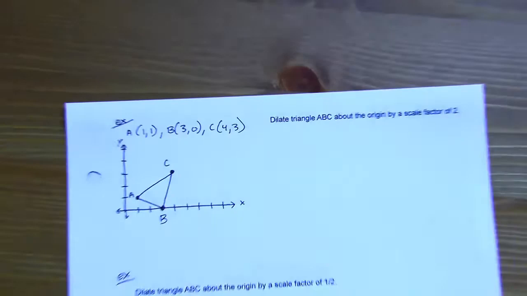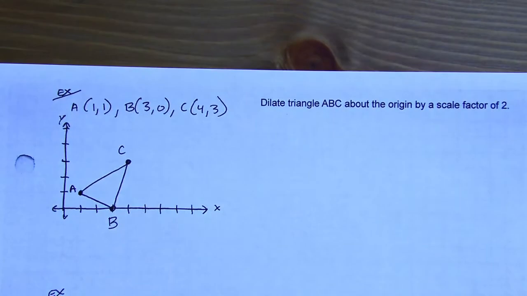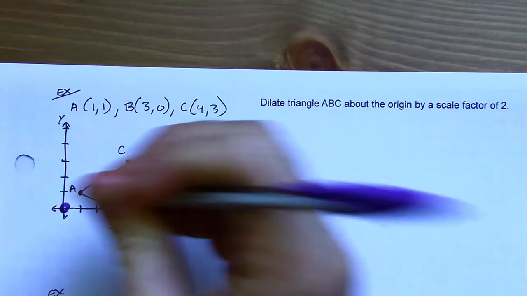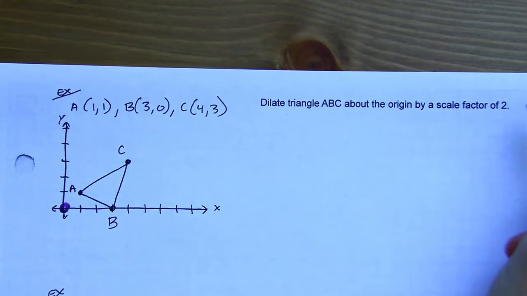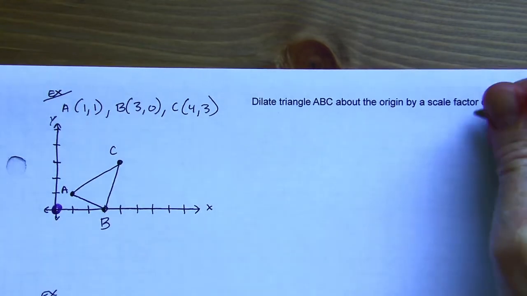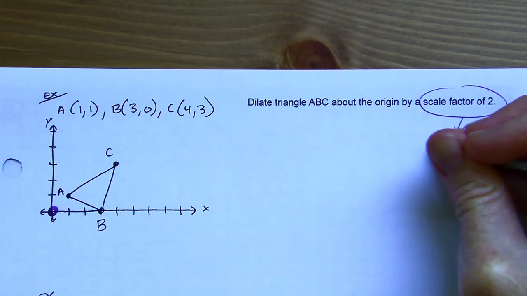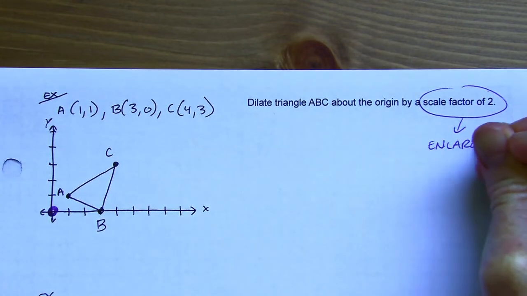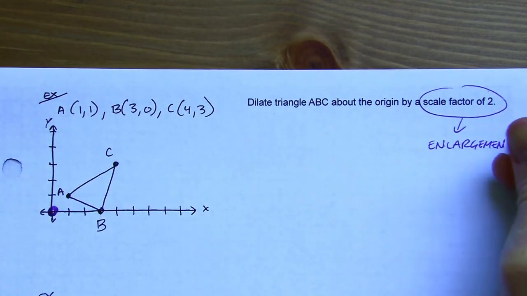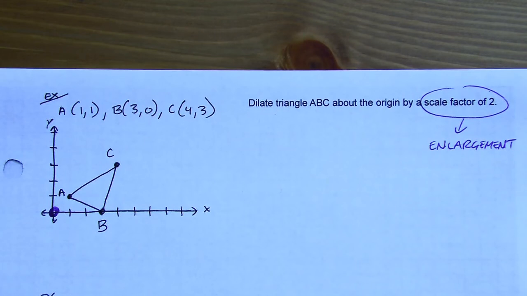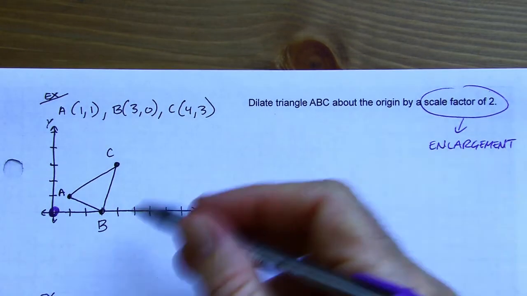Okay, so this says dilate triangle ABC about the origin by a scale factor of 2. Okay, so usually we're going to be dilating about the origin, not always. So there's what's called the center of dilation. Okay, so this has a scale factor of 2, and it didn't ask me here, but that right there tells me that this is going to be an enlargement, and that's kind of helpful to have in your mind when you begin the problem. I know that this triangle is going to get bigger.